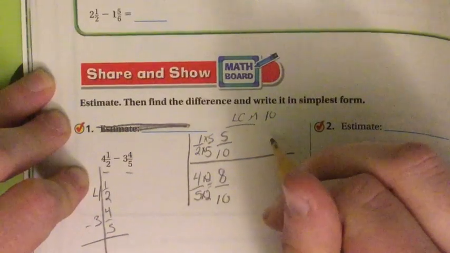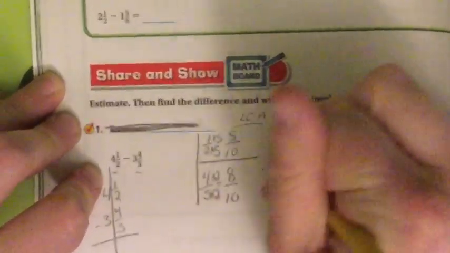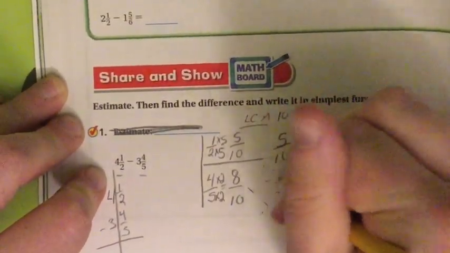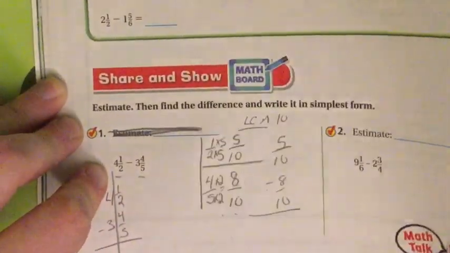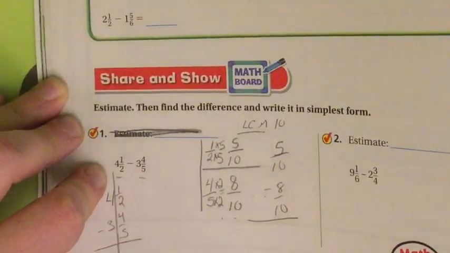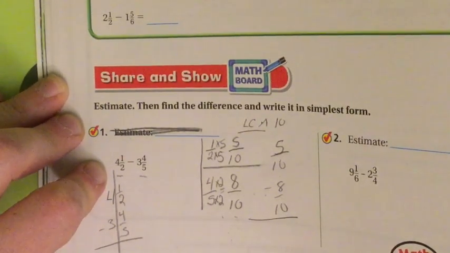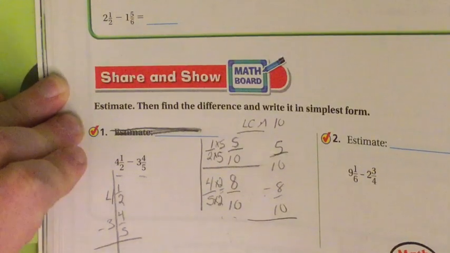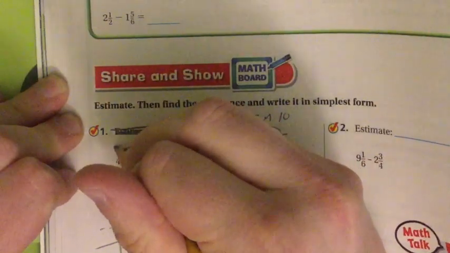So again, we have 5/10 minus 8/10. Now, if you have $5, can you go and buy an $8 item from the store? No, you would not. You have to go borrow money from your friend, from your mom, from an adult, or from somebody. So that's what we're going to do. We're going to go back and we're going to borrow.